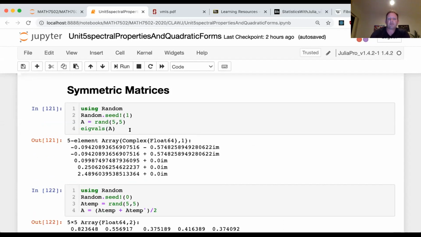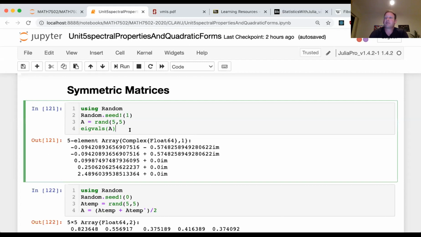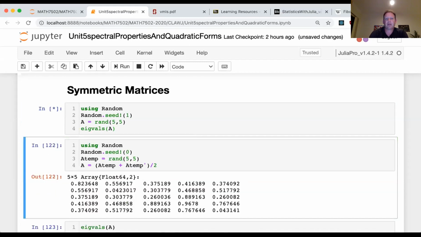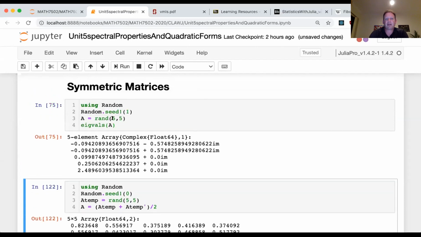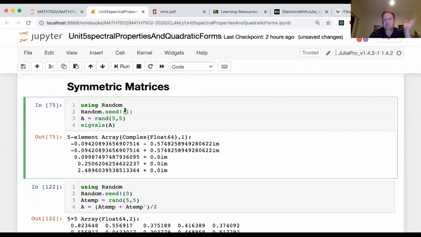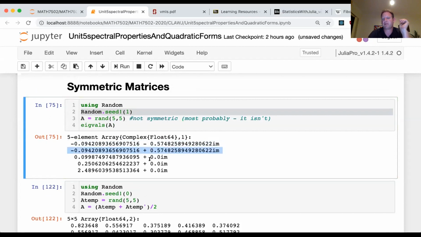Okay, so new subsection, symmetric matrices. So what I'm doing here is I'm taking a 5 by 5 random matrix, and sorry, not symmetric, most probably. Well, it isn't, okay? I know I control the seed, but of course, if you choose a random matrix, it's not going to be symmetric. And look, we've got some complex eigenvalues, okay? We've got a complex conjugate pair and 3 real ones.